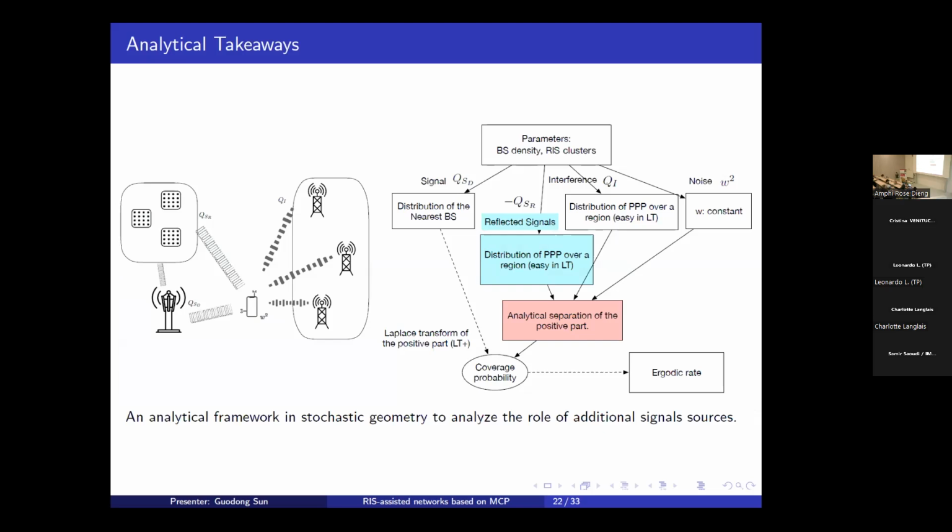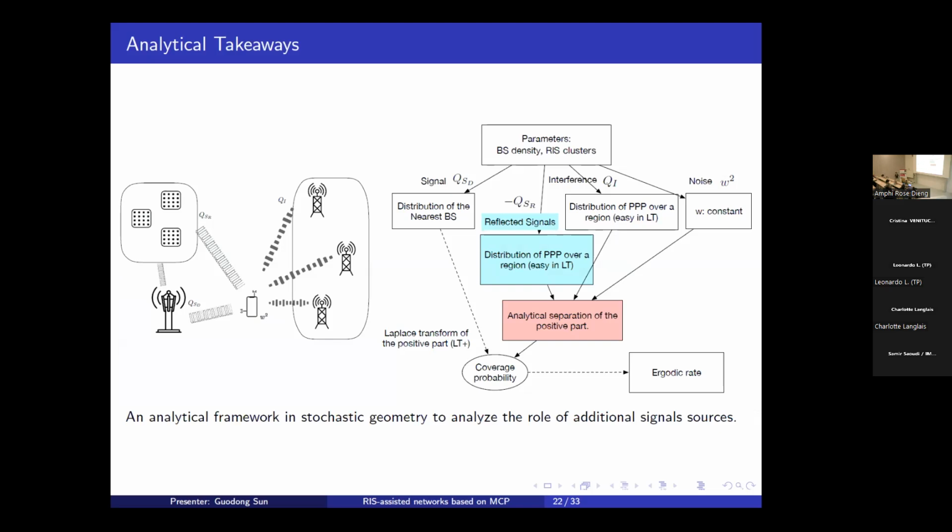Now we see the takeaway from the analytical part is that before the introduction of RIS, we play with the signal, interference and noise. The power of the signal gives you a lever. You can leverage it to map the problem to the Laplace transform. And the interference and noise can be easily expressed by the Laplace transform.